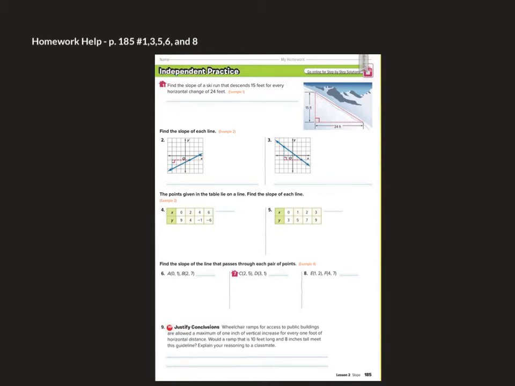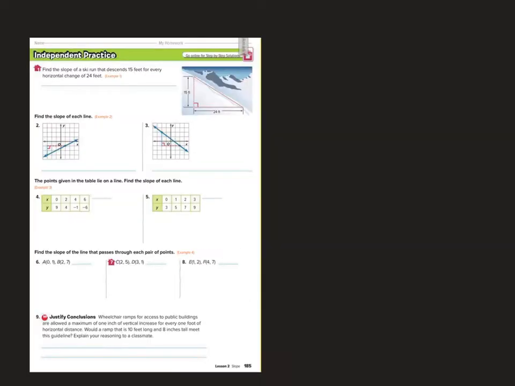For today's work, we're going to be looking at the multiple ways that we've used to find slope in this particular lesson. So for number 1, if you remember, we were using the equation slope equals rise over run.